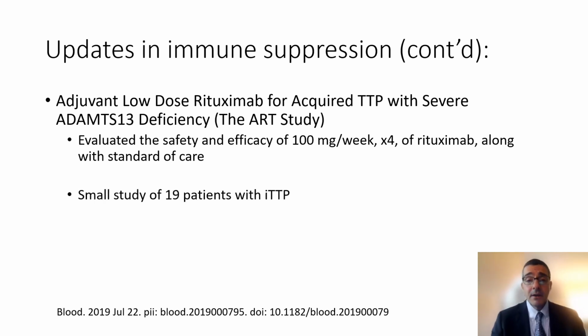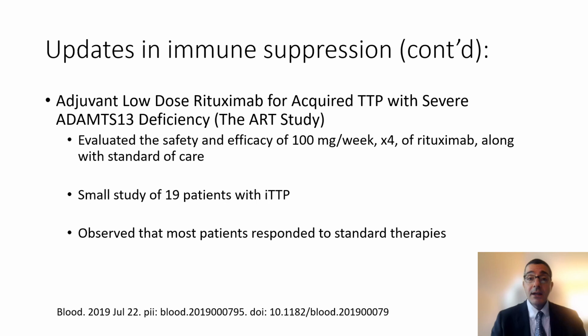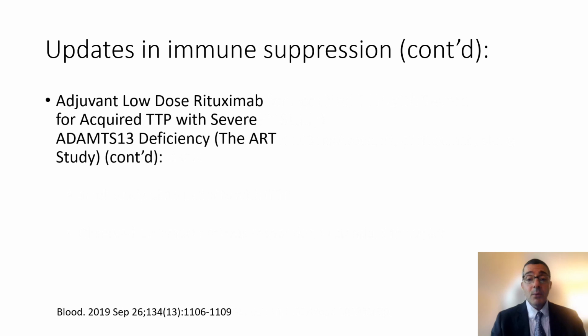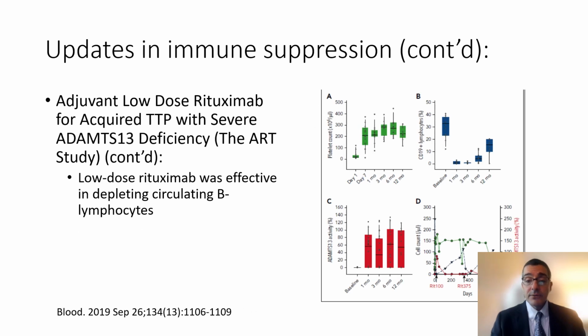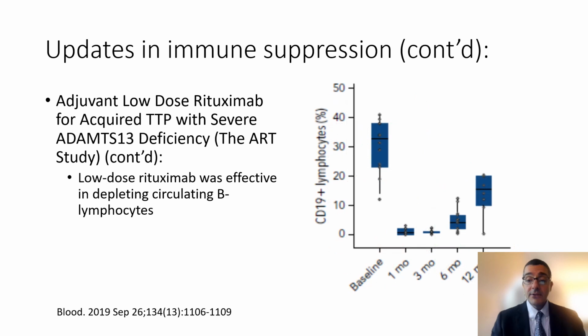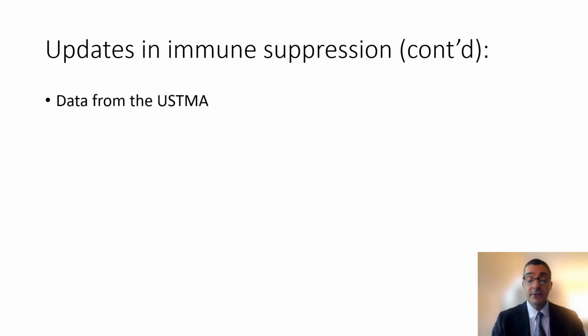But this small study of 19 patients was to see, well, would a lower dose be just as effective? It was observed that most patients did respond, whether they received this or not. But what we found is that even this low dose, and we'll zoom in in a second, was very effective at depleting the B cells, the lymphocytes that are usually targeted, and this is within 1 month. As you can see, this 1 month dose practically obliterated them. And for 3 months, we saw almost an absence of circulating B lymphocytes, showing that even low dose rituximab was effective in suppressing the B cells.